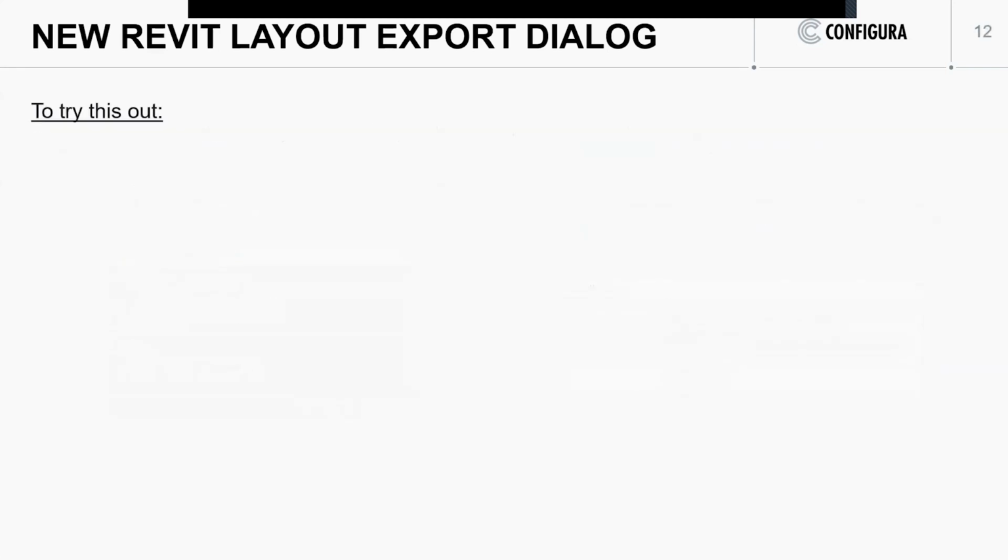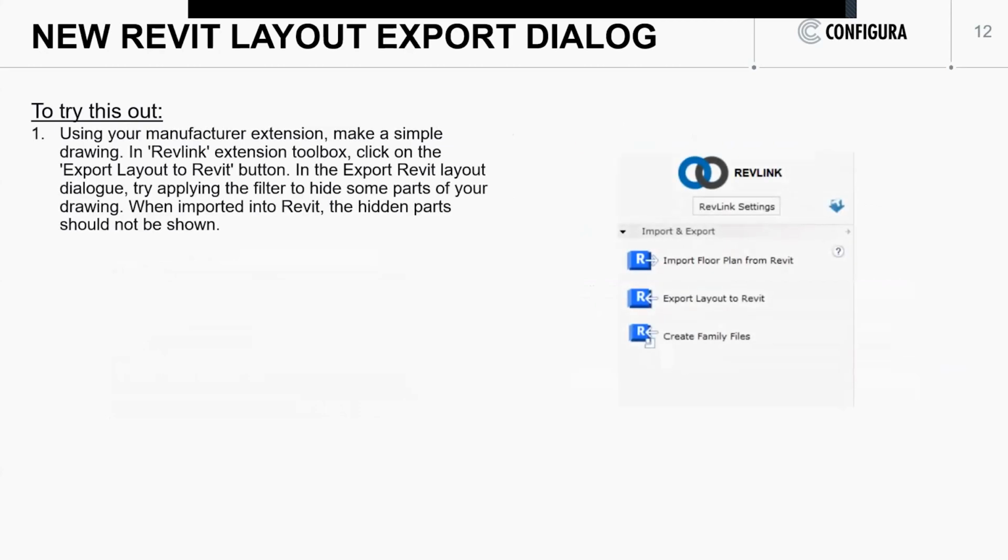All right. So to try this out, using your manufacturer extensions, make a simple drawing, and then in the RefLink extension toolbox, click on the Export Layout to REVIT button. Then in the Export REVIT Layout dialog, try applying the filter to show and hide some parts of your drawing. And when imported into REVIT, the hidden parts should not be shown.